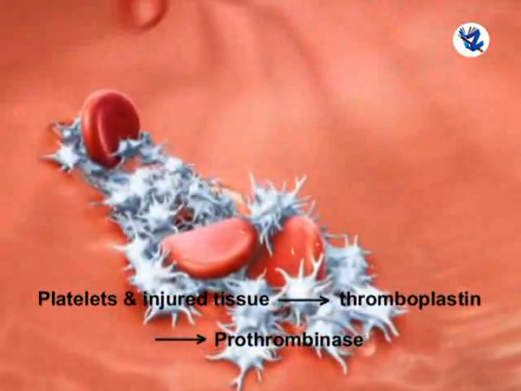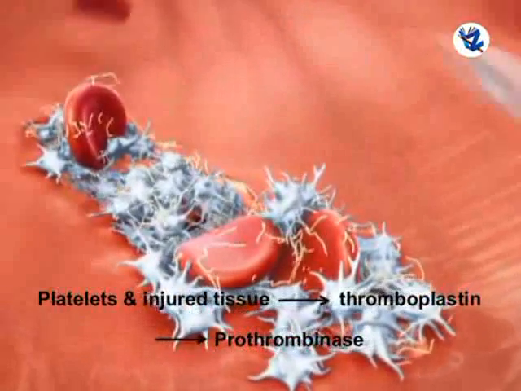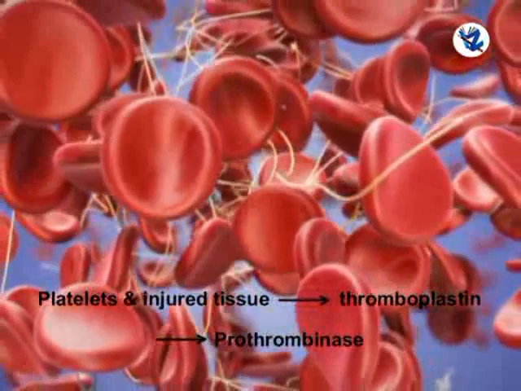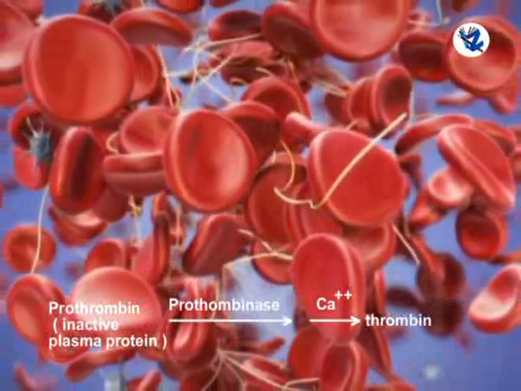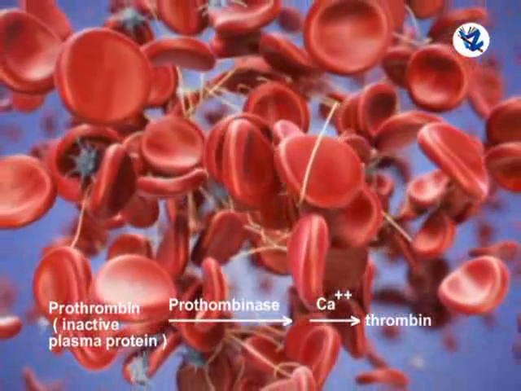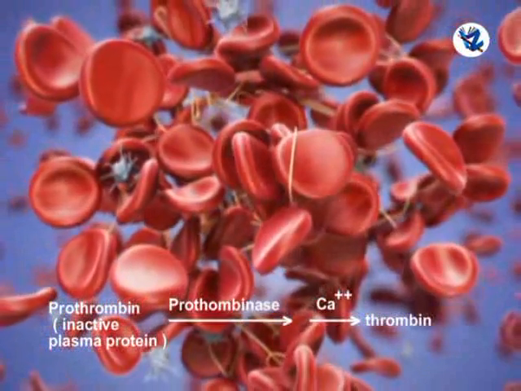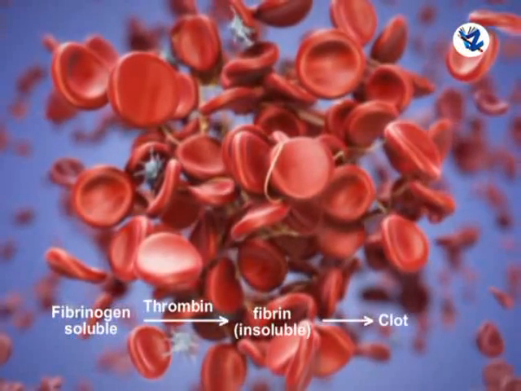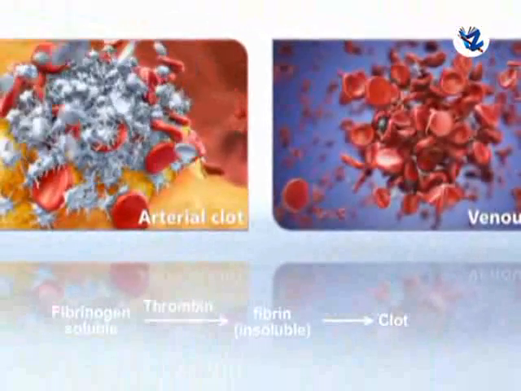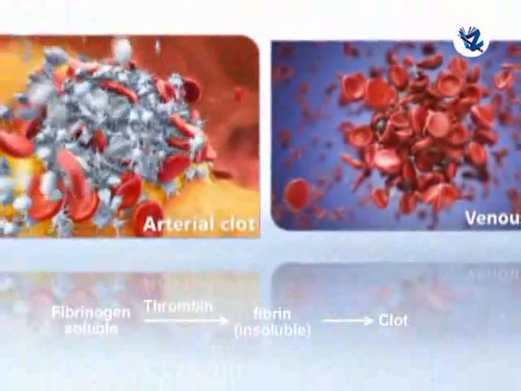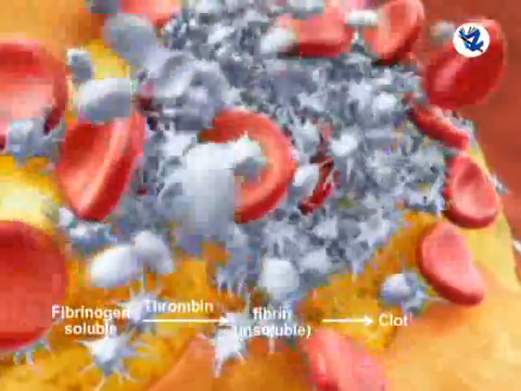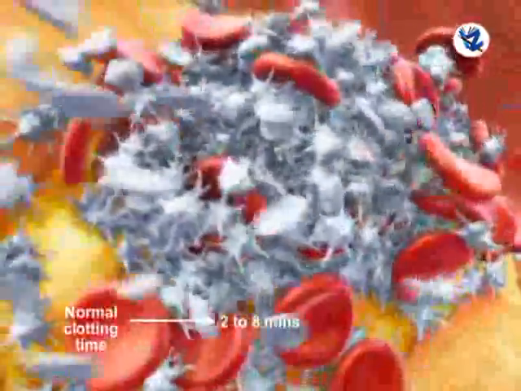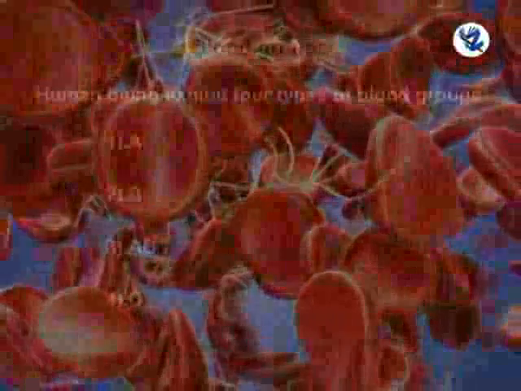The platelets and injured tissue release thromboplastin. This initiates the formation of enzyme prothrombinase in the blood. In the presence of calcium ions, the prothrombinase converts inactive plasma protein called prothrombin into active thrombin. The thrombin converts soluble fibrinogen into insoluble fibrin. The fibrin fibers enmesh platelets, blood cells and plasma to form a clot. The normal clotting time is 2 to 8 minutes.